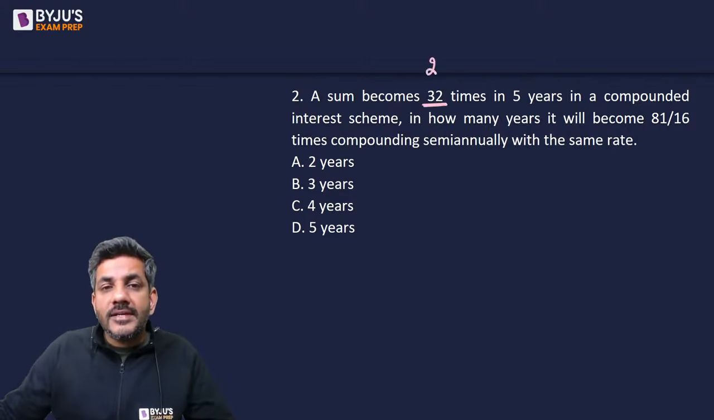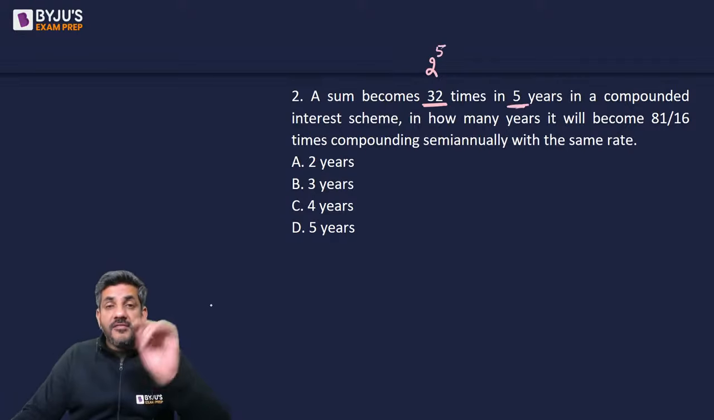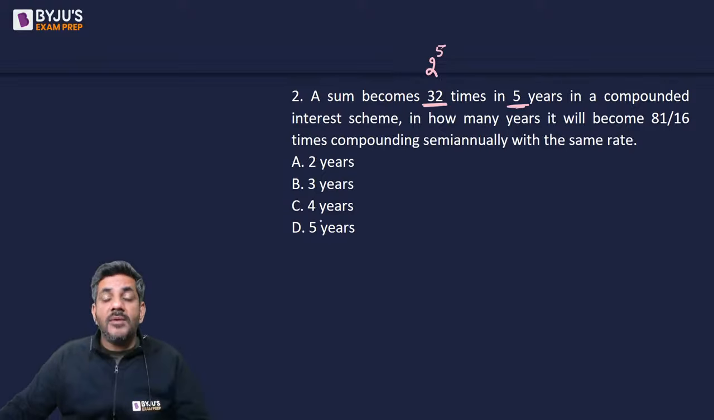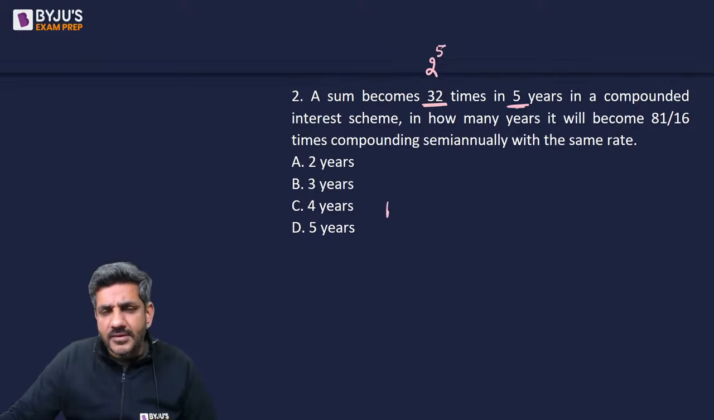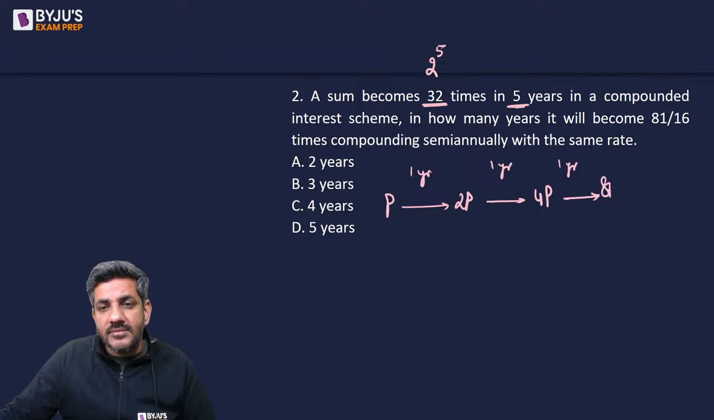32 means 2 raised to the power 5 times in 5 years. So if in 5 years it is becoming 2 raised to the power 5 times, you can say whatever the money is, let's say it is P, in 1 year it must have become 2 times. In another 1 year it again becomes 2 times, that is 4p. In another 1 year it will again become 2 times, that is 8p. In another 1 year it would again become 2 times, that is 16p.